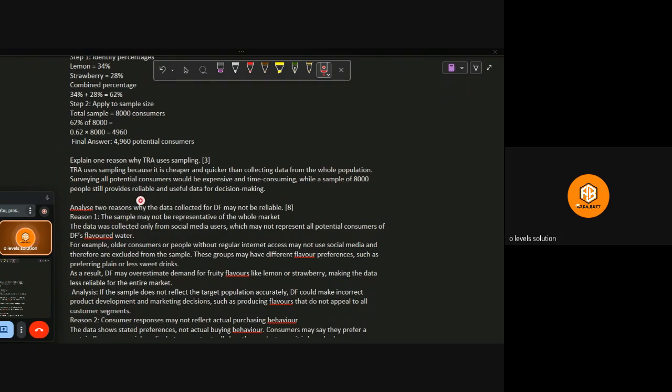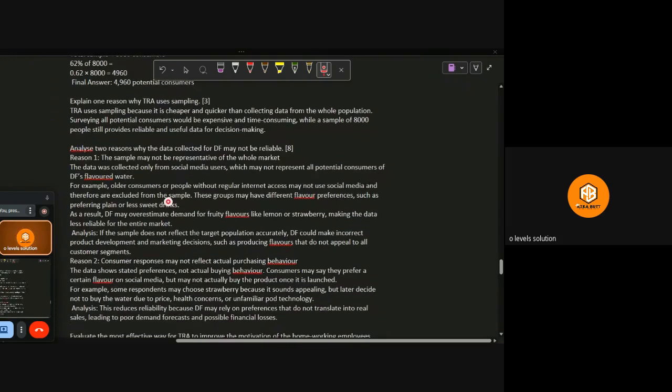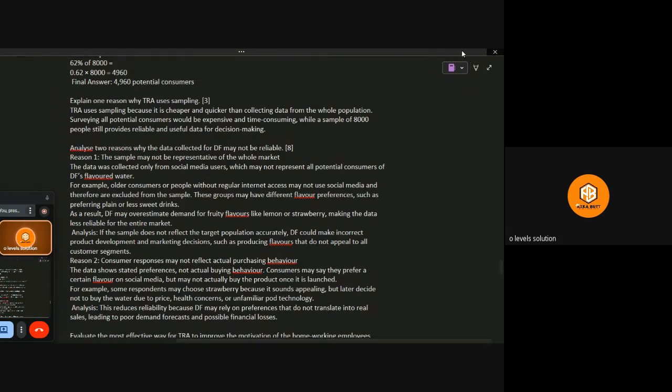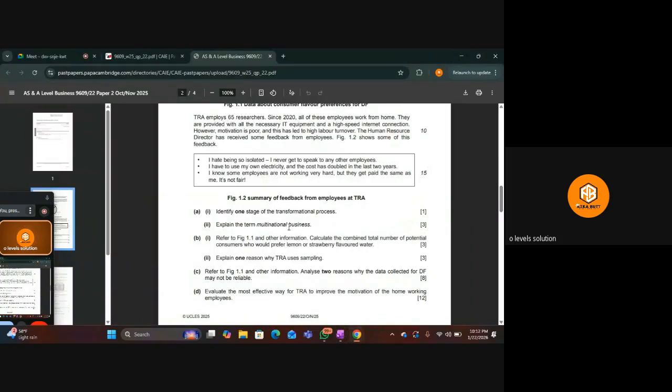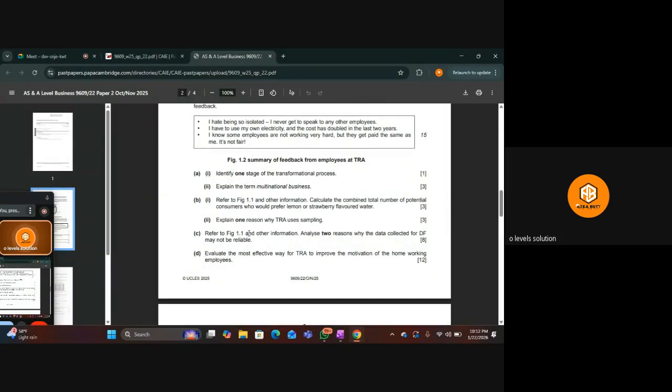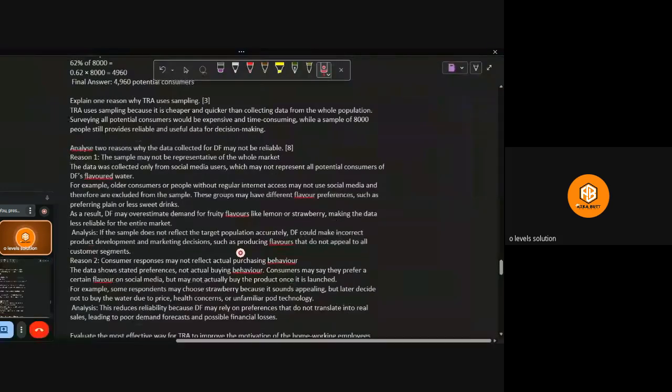While a sample of 8,000 people still provides reliable and useful data for decision making. So that's the advantage of using sampling. After that, the next question was, for 8 marks, that refer to Figure 1.1 and other information: analyze two reasons why the data collected for DF may not be reliable. It means that we have to write the limitations of the data collected.